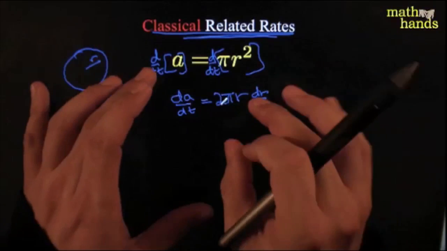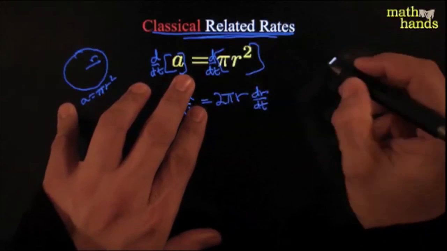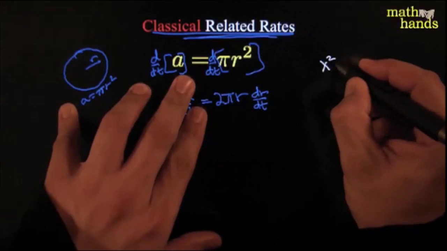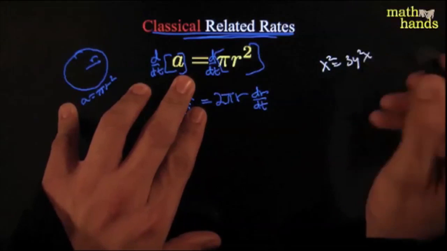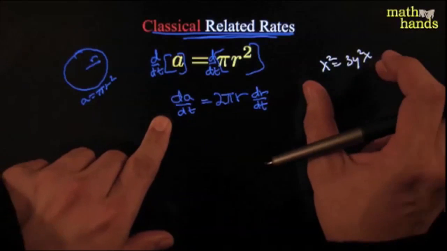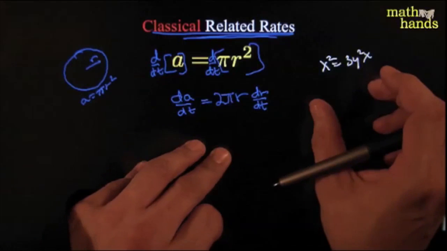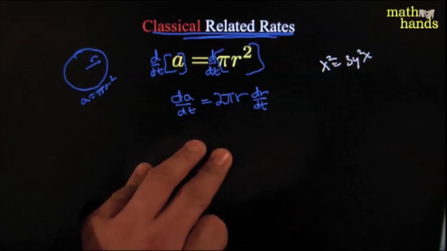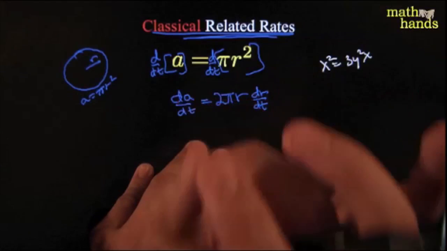The bigger concept behind that is that every time you've got an equation, whatever the equation may be, x squared is equal to 3y squared x. If you know how x and y are related, slapping a d/dt on both sides tells you how the respective rates are related. That right there, that's the key to today's lesson.